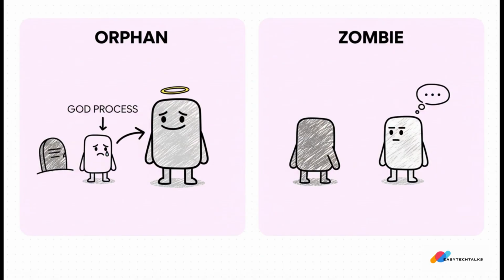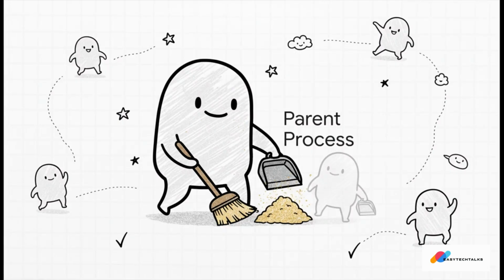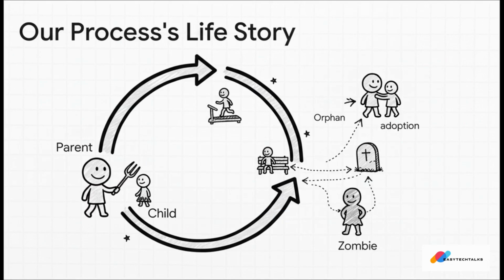So let's break it down one more time, nice and simple. An orphan is alive, but its parent is dead, so it gets adopted. A zombie is dead, but its parent is alive, and it's just waiting for that parent to do the final cleanup. Two very, very different situations. And look, this whole parent-child cleanup dance, it's not just some weird, dramatic quirk of the system. It is absolutely essential for keeping your operating system healthy, efficient, and making sure old dead processes don't clutter up the works.